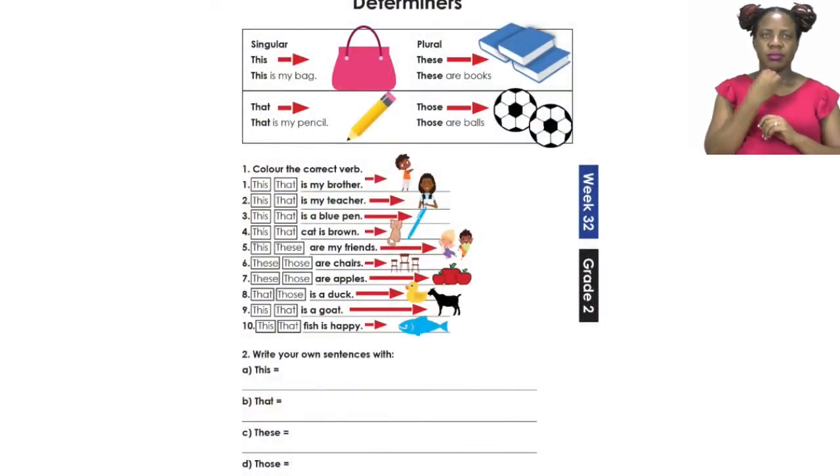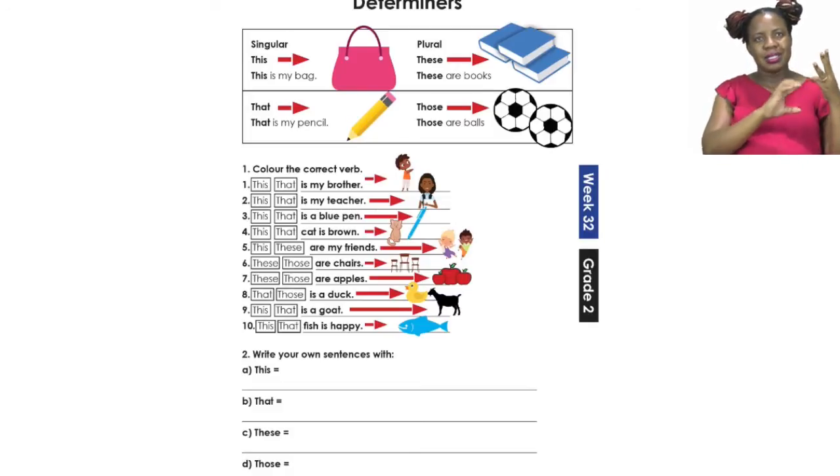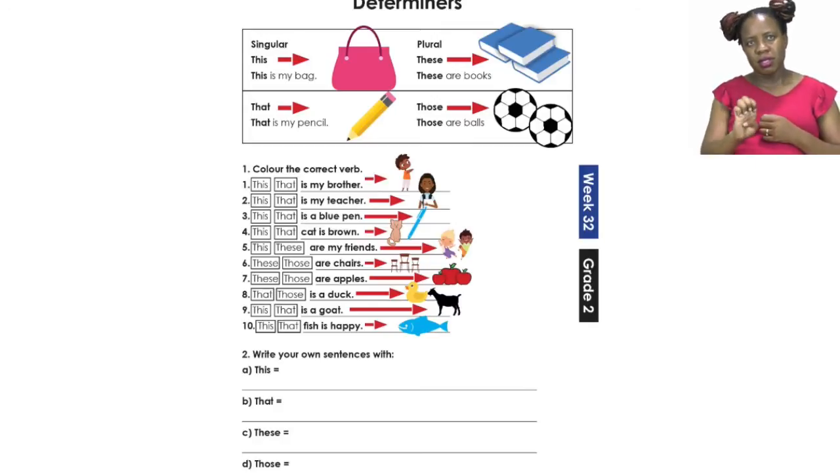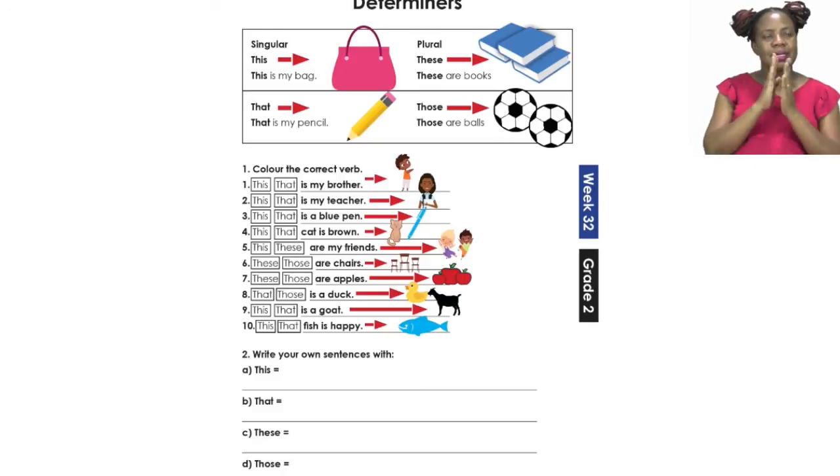Number 2 says you have to write your own sentences with the following words. This, that, these, those. So you need to go ahead and write your own sentences. Now remember, boys and girls, you need to pay careful attention to whether it is singular or plural.